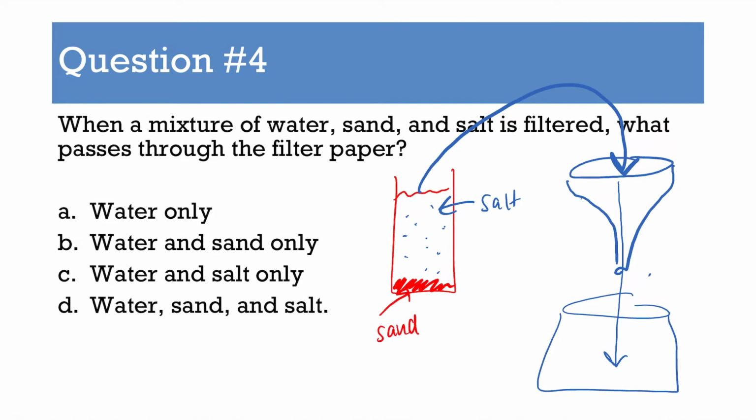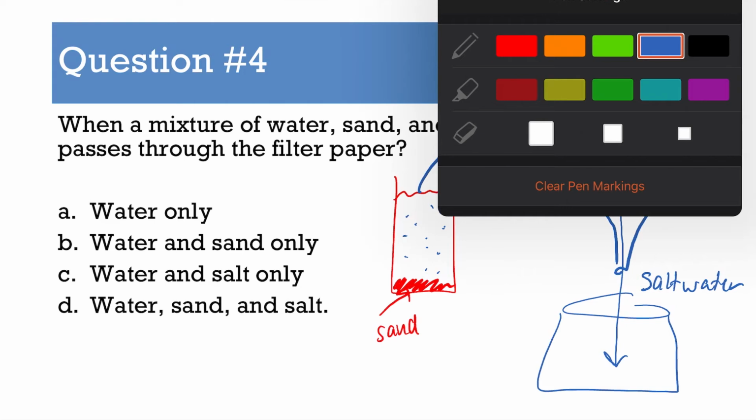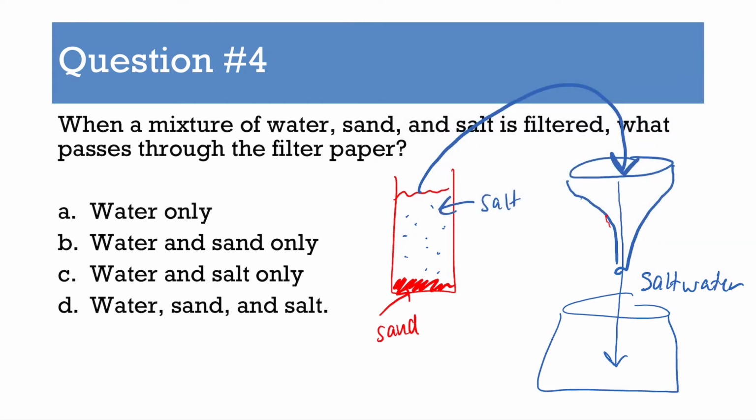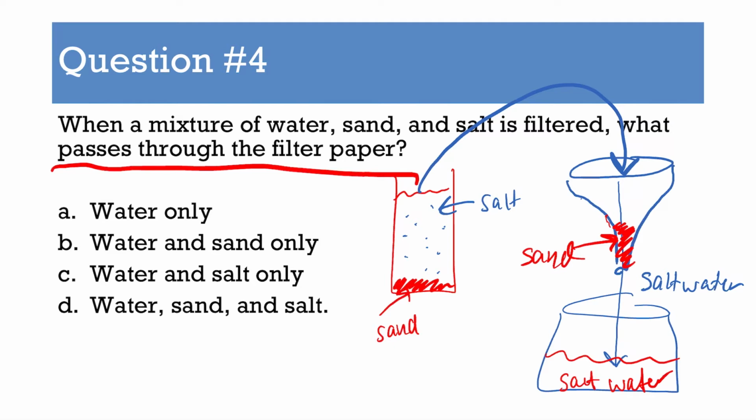So the salt water passes through, but the sand is too big to fit through the filter paper. So the sand gets stuck right there. In here, now we have salt water. If we wanted to get the salt and the water separated, then you would have to let the water evaporate. But in terms of this question, it says what passes through the filter. So everything except for sand, and that is answer choice C.